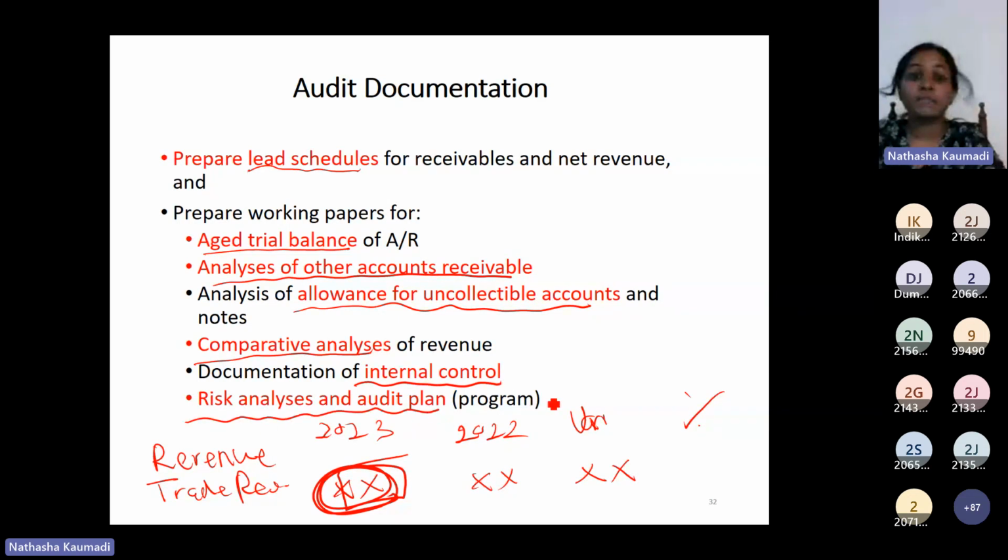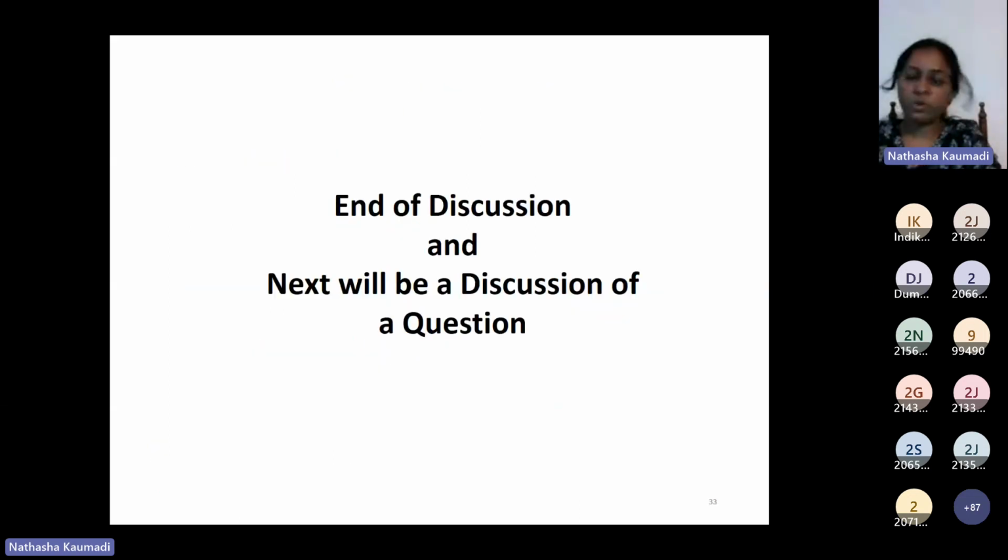This is important. You are doing this in the preliminary stages. When you do the audit plan, when you do the risk analysis, everything should be mentioned. So this is not a new thing only for revenue and trade receivables. When you do the audit, you need to document as well. Same goes to revenue and trade receivables. Okay, now with that we have come to the almost end of today's lecture.